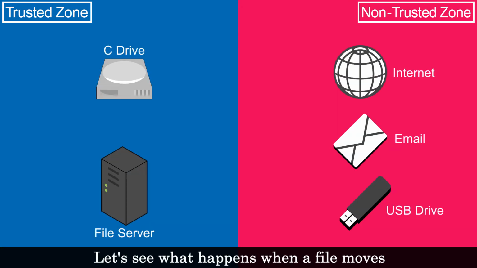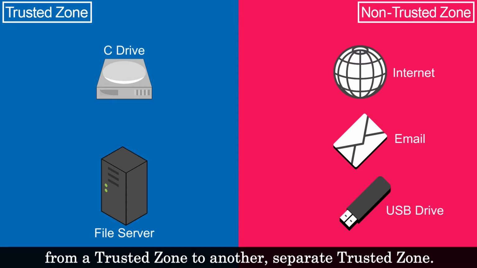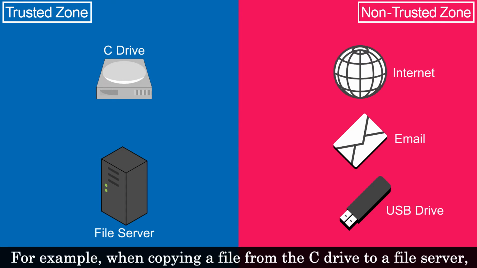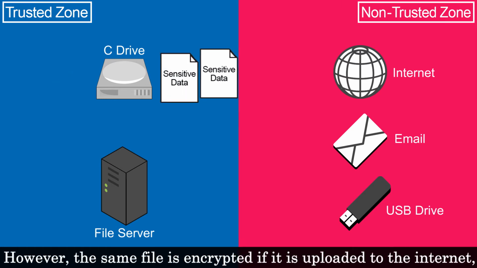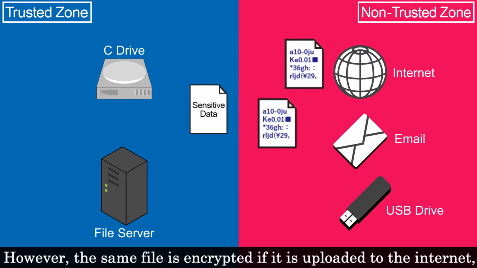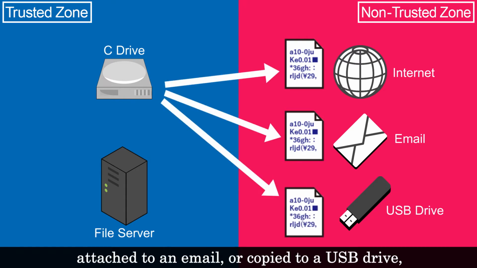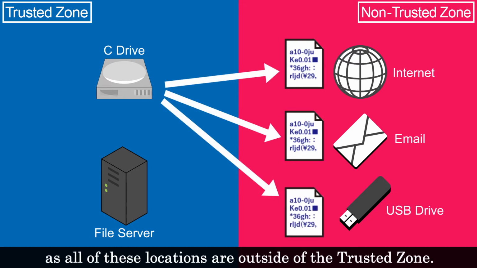Let's see what happens when a file moves from a trusted zone to another separate trusted zone. For example, when copying a file from the C drive to a file server, no encryption occurs as the file is not leaving the organization. However, the same file is encrypted if it is uploaded to the internet, attached to an email, or copied to a USB drive, as all of these locations are outside of the trusted zone.